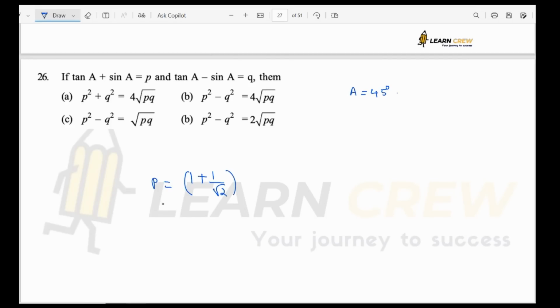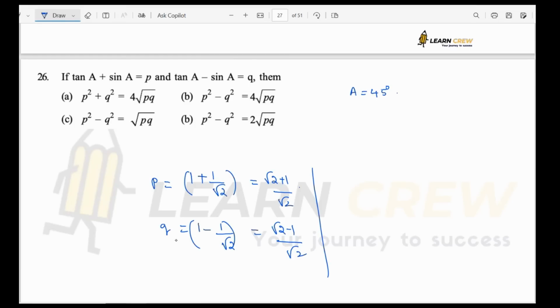Are you following or not? It is nothing but root 2 plus 1 by root 2. Yes or no? Now, what is Q? 1 minus 1 by root 2, which is root 2 minus 1 by root 2.